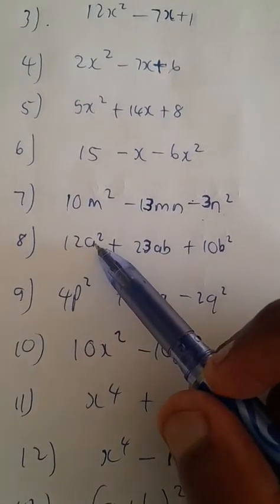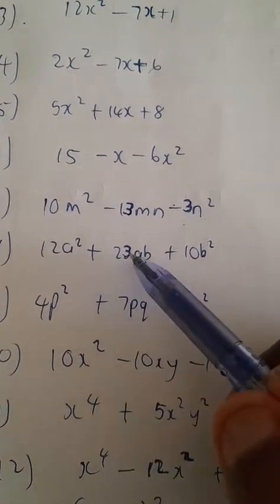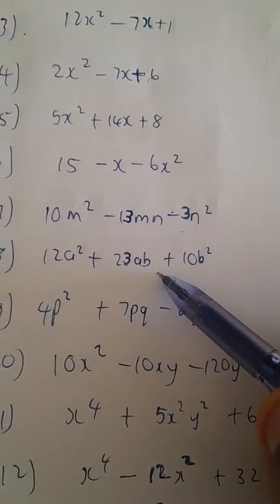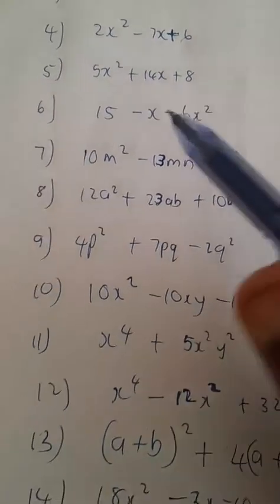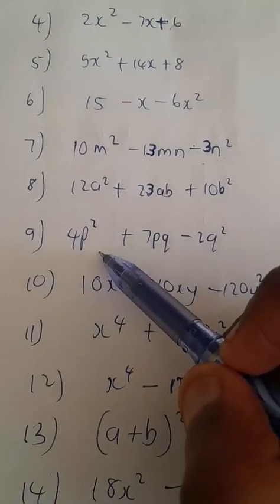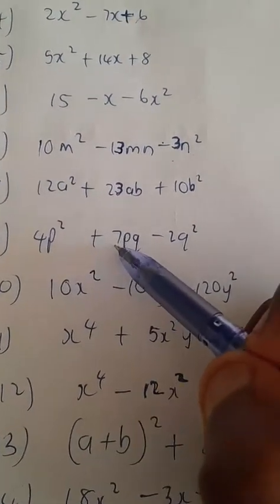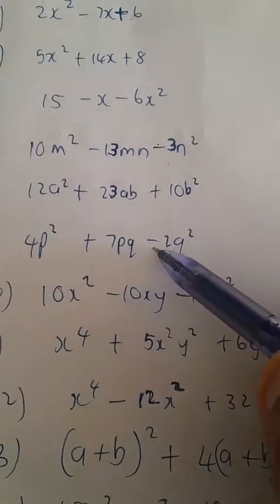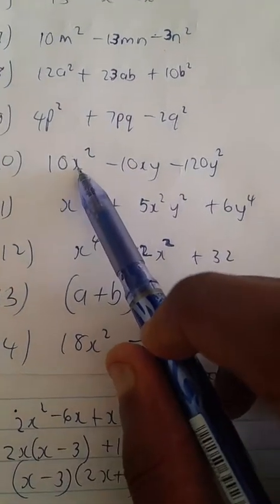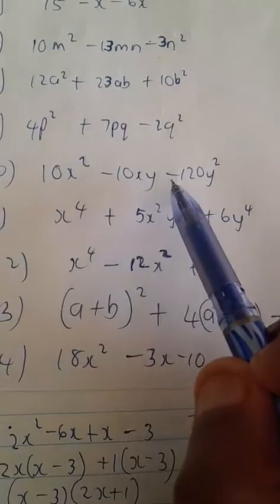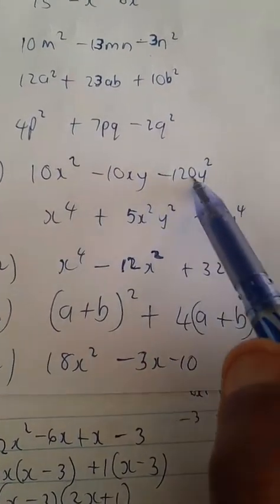12a squared plus 23ab plus 10b squared. Okay, this one: 4p squared plus 7pq minus 2q squared. This one: 10x squared minus 10xy minus 120y squared.